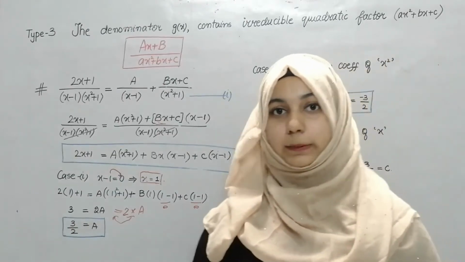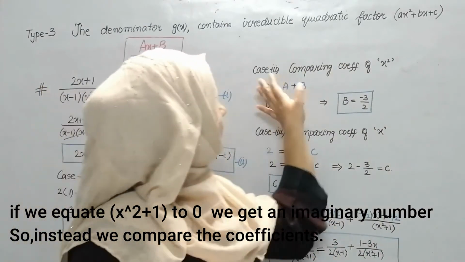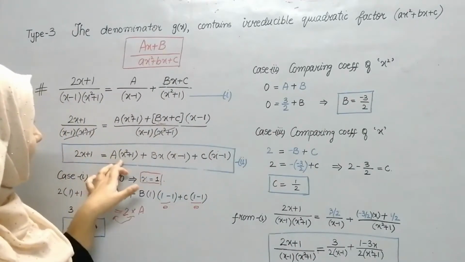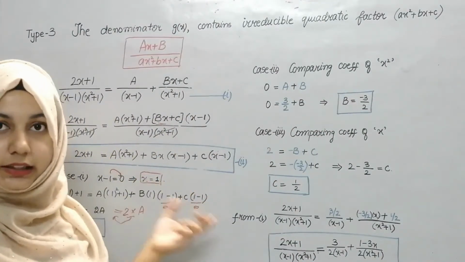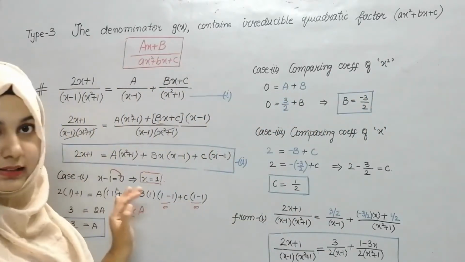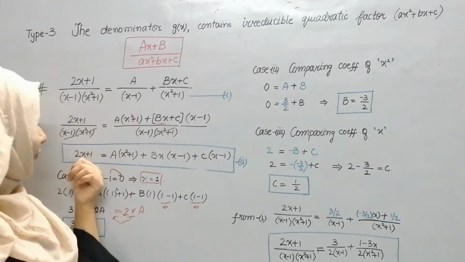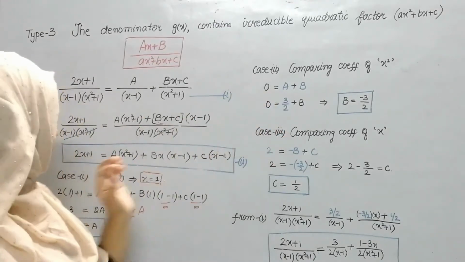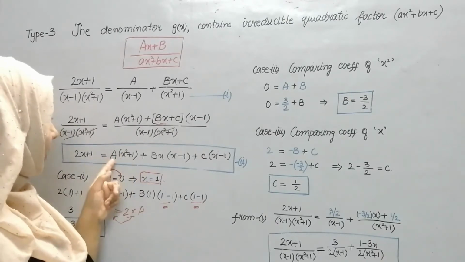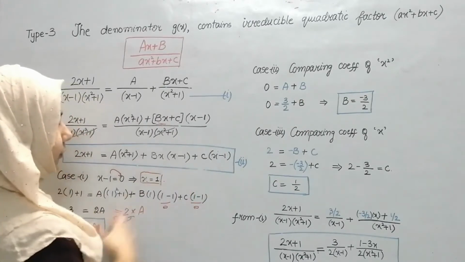Now I need to find the rest 2, B and C. So what I'm going to do? Equating the coefficients, right? So case 2 will be comparing the coefficients of x square. The highest here is x square. If my highest was x cube, degree 3, then I'd be equating it to x cube. But here the highest is x square, so I'm going to equate it to x square. Now in the LHS, if you see, I don't have any x square term, so I'll keep this 0. Now next is A into x square. X square's coefficient is what? A. Now here x into x will give you what? X square, right?